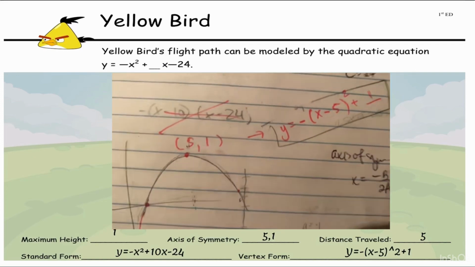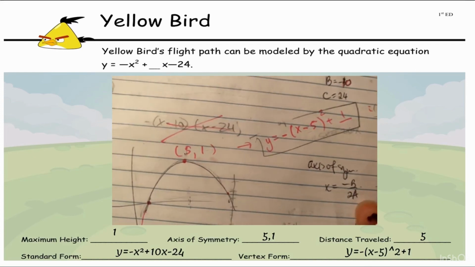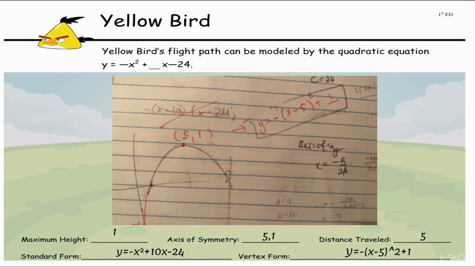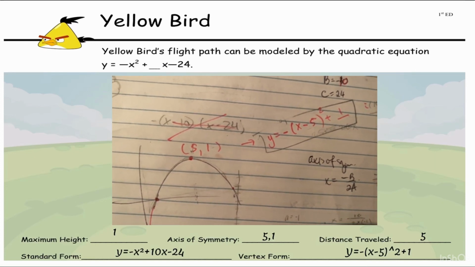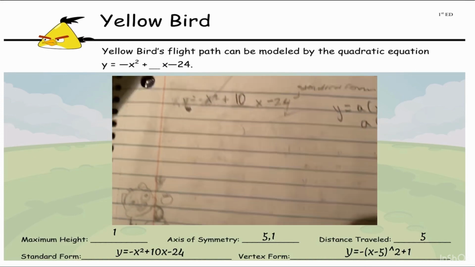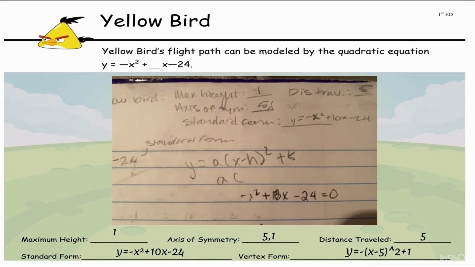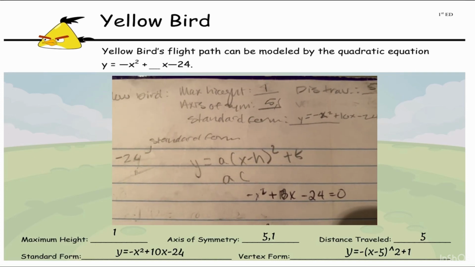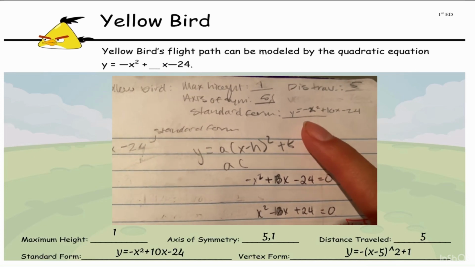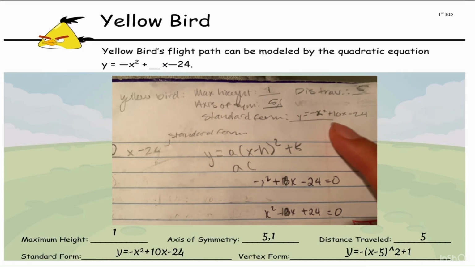And then from there, we can get vertex form being y equals negative (x minus 5) to the power of 2 plus 1. And so, in conclusion, the maximum height would be 1, distance traveled would be 5, axis of symmetry would be 5, 1, and our standard form would be y equals negative x to the power of 2 plus 10x minus 24.